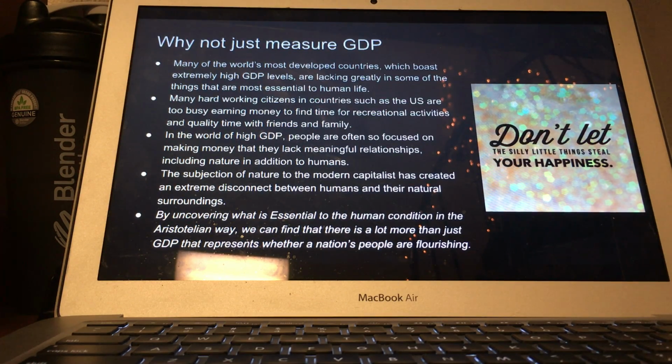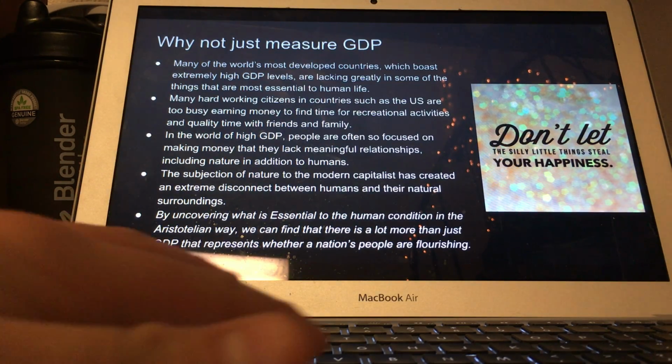Therefore, by uncovering what is essential to the human condition in the Aristotelian way, we can find that there is a lot more than just GDP that represents how well a nation is developing. Although this analysis undoubtedly shows financial growth, it does not fully show how well the lives of the citizens of each nation are truly being lived in accordance with what is essential to humanity.